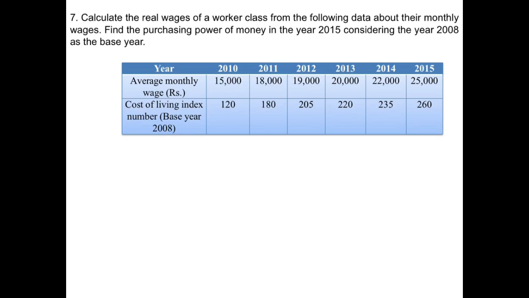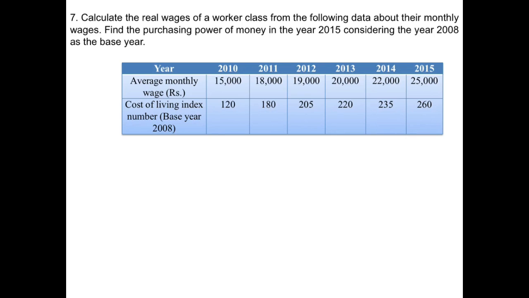Now next question. Calculate real wages of a worker from the following data about their monthly wages. Find the purchasing power of the money in the year 2015 considering the year 2008 as a base. Year 2010, 11, 12, 13, 14, 15, average monthly wages 15,000, 18,000, 19,000, 20,000, 22,000 and 25,000 respectively. Cost of living index 120, 180, 205, 220, 235 and 260 is given.